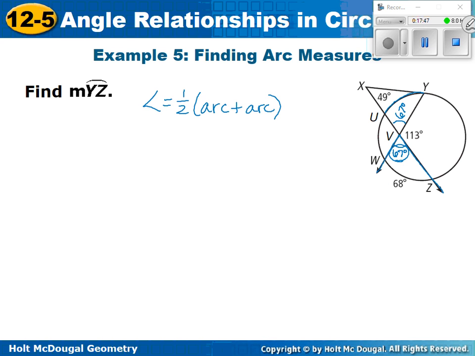67 is the angle. What's the arc? 68. And the vertical arc, or the arc across from it, would be the one that he's looking for, which is UY. Does everybody follow that? I would write this down so you have this example.